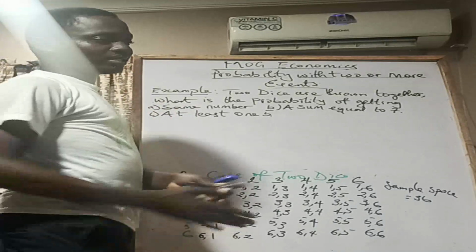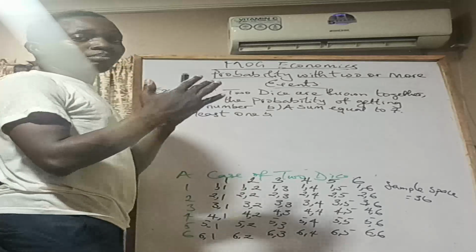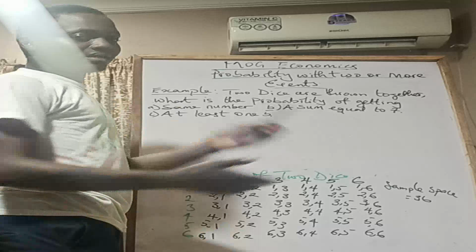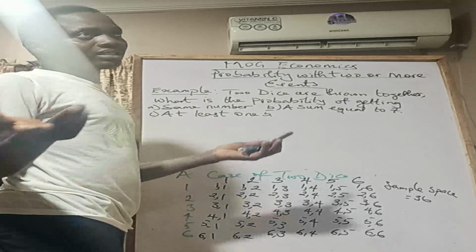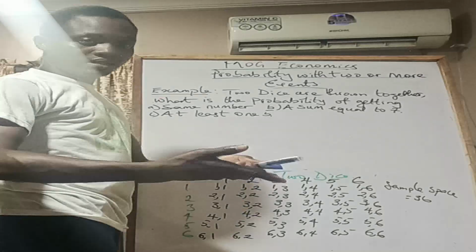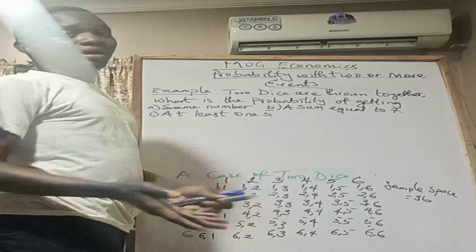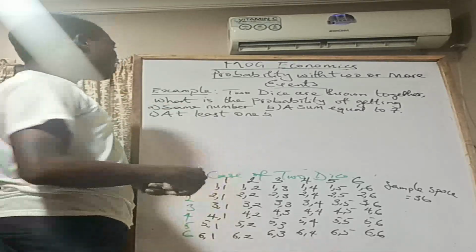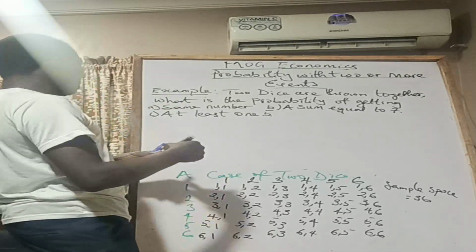At least one 5. That is, the first die might be a 5, or the second die might be a 5, while the other gives you a different number. Or, at the end of the day, both of them give you 5, 5. That is the meaning of at least, right? It's either one of them gives you a 5 and the other doesn't, or the two of them give you 5, 5. Do you understand? So now let's start with the probability of getting the same number.